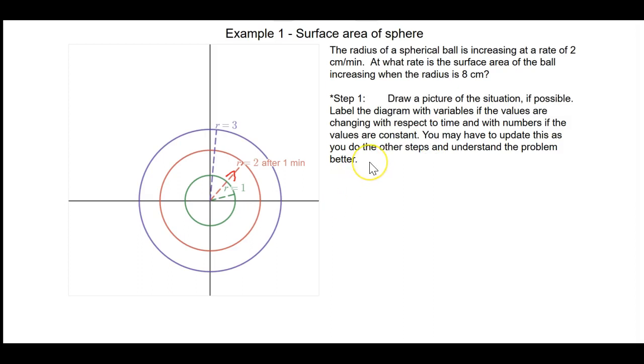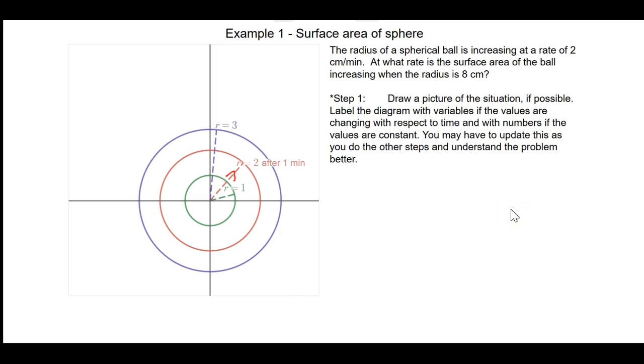So let's look at an example. The surface area of a sphere is changing. We're given that the radius of a spherical ball is increasing at 2 centimeters per minute. And we're asked at what rate is the surface area of the ball itself increasing when the radius is 8 centimeters. So we're given a ball whose radius is changing, and we know the rate at which that radius is changing, and we're supposed to find the rate at which the surface area is changing. So you can see that chain of dependencies.